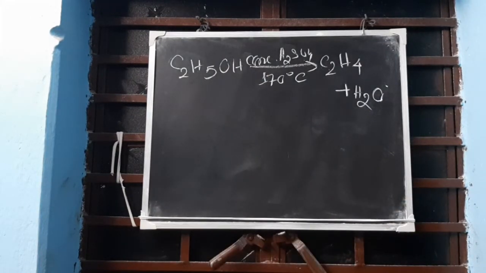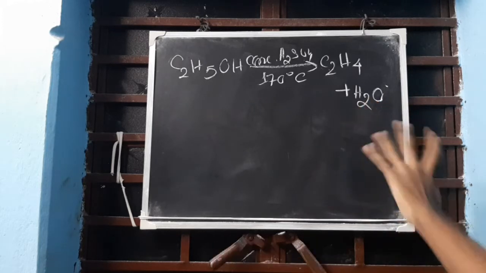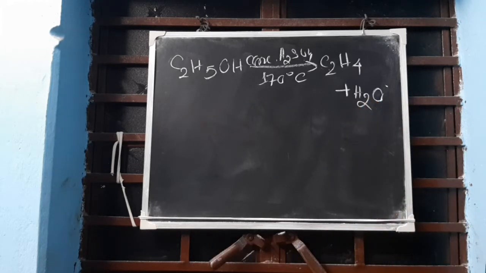Not actually a very different way. It's given like CH3CH2OH plus H2SO4 will give you hydrogen sulfate plus water, and in another step it will give you ethene. You cancel both reactions, you will end up getting this reaction only.